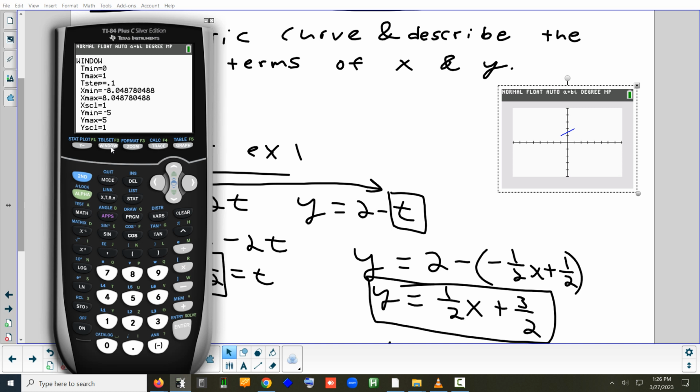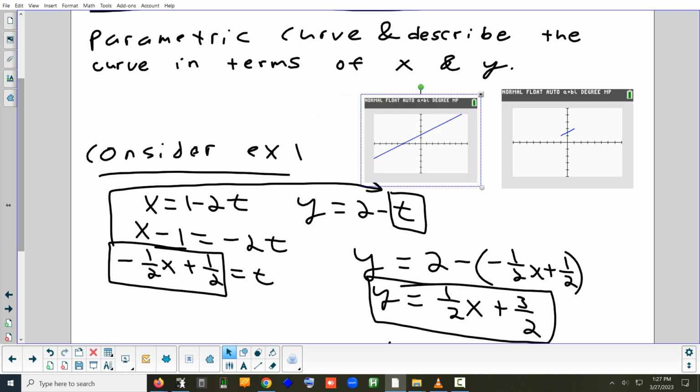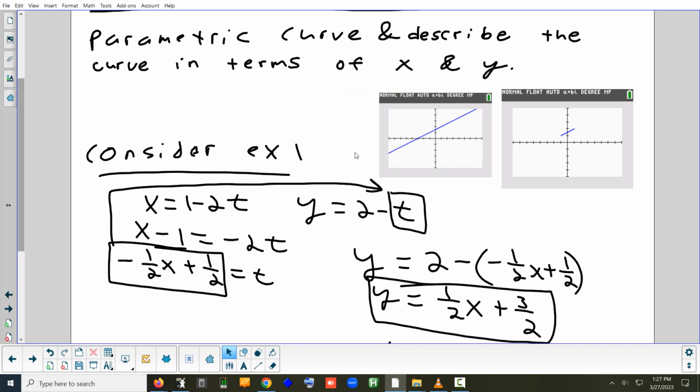Why did they pick -8 and 8? I don't know, that's just what the calculator was already set up. Okay, so let's put it in as a function. Let's graph that and see if it looks like what we just did. 0.5x plus 1.5. Just easier for me to do decimals on the calculator. Okay. So did we get the same picture? No.